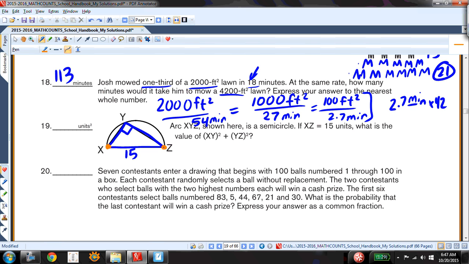So really, once you know that, you really have to know the Pythagorean theorem. And so I have this side squared plus this side squared will equal this side squared. That would be A, that would be B, that would be C. The Pythagorean theorem is A squared plus B squared equals C squared. Okay, A squared is XY squared, B squared is YZ squared. This is going to equal XZ squared, which is 15 squared, which is 225 units.